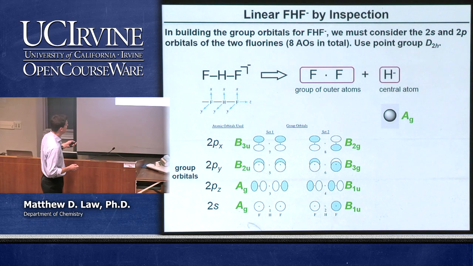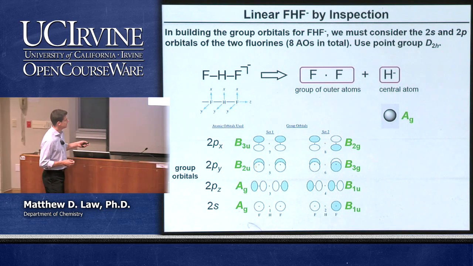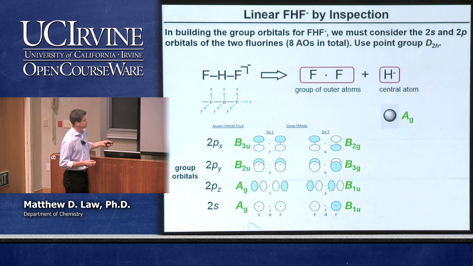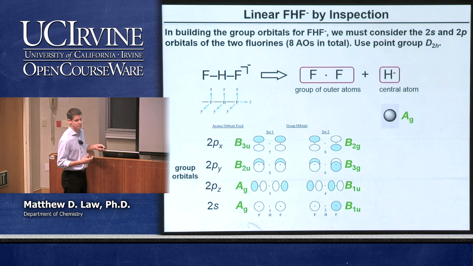The others, the py's and the px's, we can either have them in phase or out of phase, right? The sum or the difference. Those are the only two ways to make these sorts of linear combinations with two identical orbitals like this. And we've labeled the irreducible representations as such.